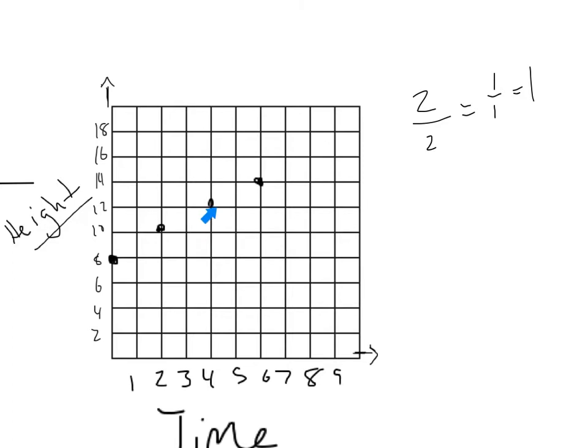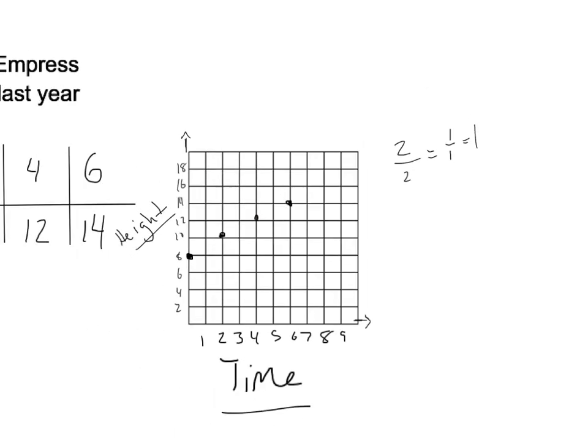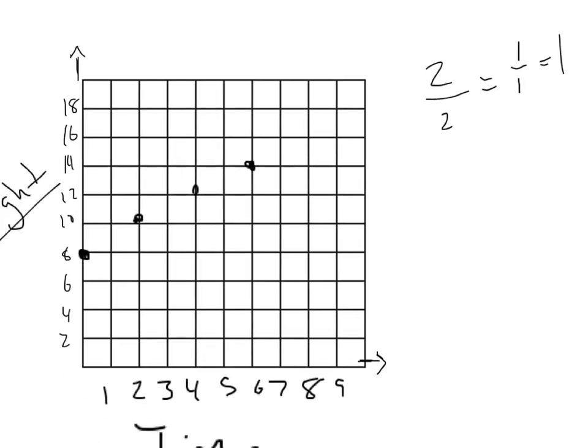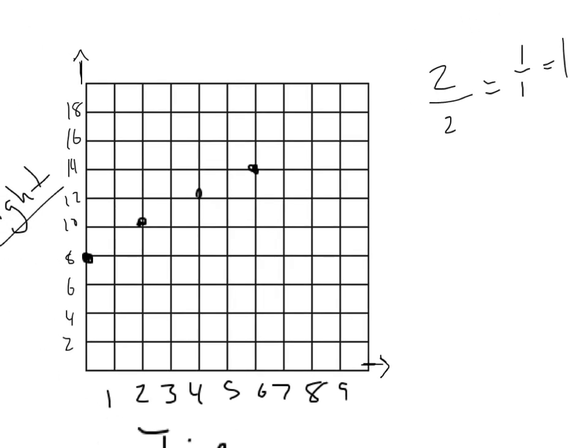Okay, from here to here, well, that's up 2 and then right 2. Up from 12 to 14, it's up 2 and then right 2 again. So we know that we actually have a slope here if we were to connect these with a line. So let's go ahead and do that really quickly. I'm going to put a line in here. Let's see if I can get it to, I'm going to just move this line to match up.